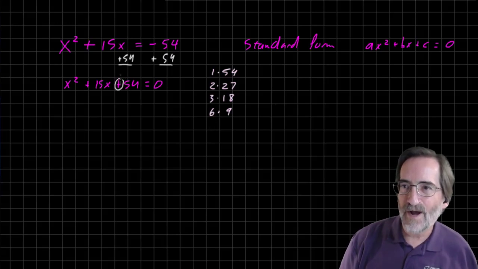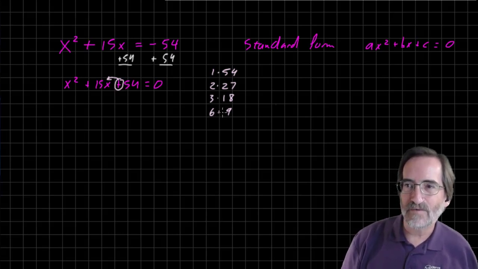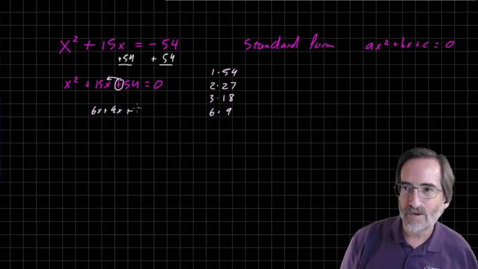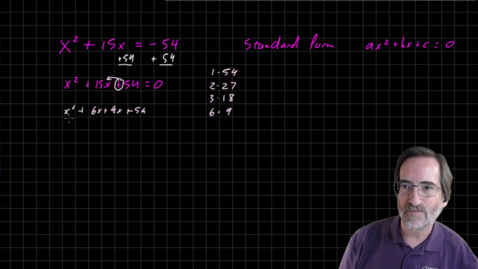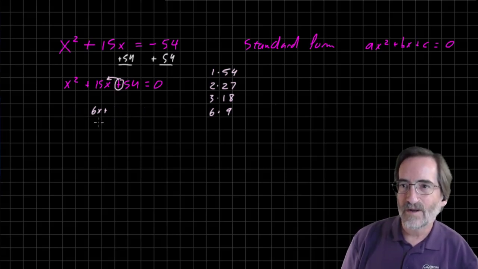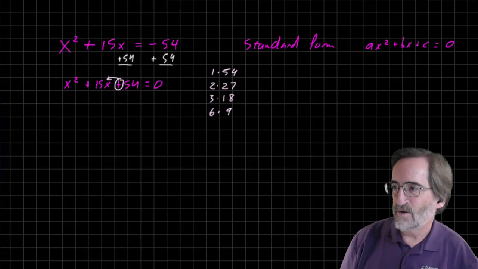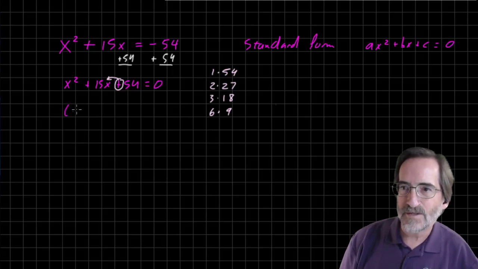And we're looking for factors that add to make 15. Well, 6 and 9 add to make 15. Now, you may recall before I would then write 6x plus 9x plus 54 plus x squared, and I'd factor out a greatest common factor, x, from the first two, factor out a 9 from the second two, and so forth, and do all of that. We can skip all of that as we recognize that we can simply break it into 2 binomials with 6 and 9. So this is x plus 6, x plus 9 equals 0.